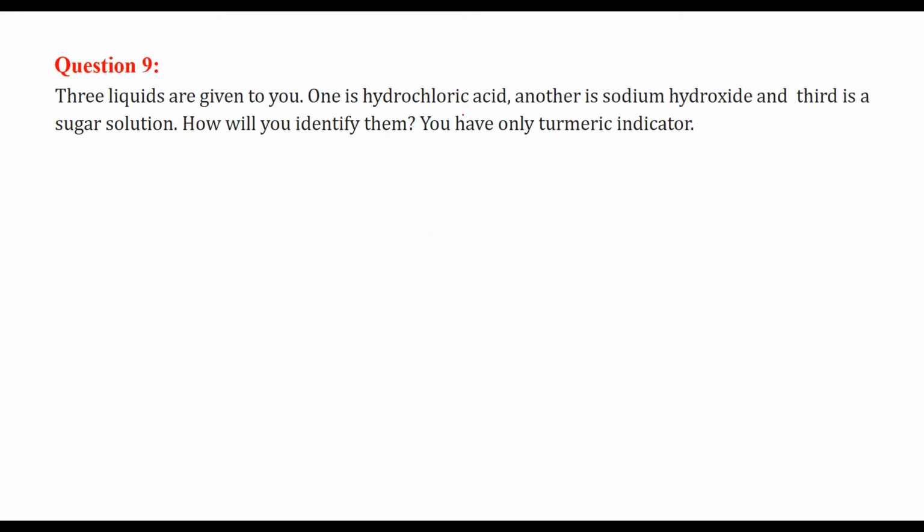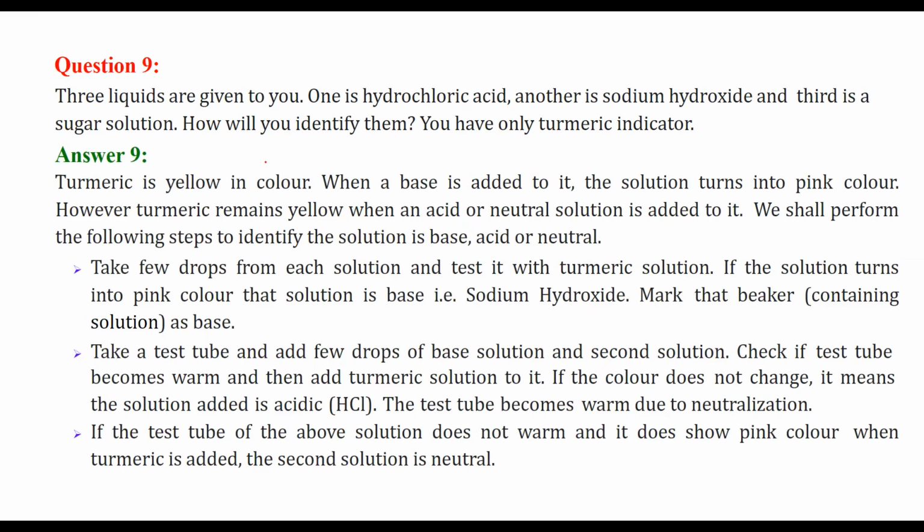Three liquids are given to you. One is HCl, hydrochloric acid, another is sodium hydroxide, and the third is sugar solution. How will you identify them? You have only turmeric indicator. Turmeric is yellow in color. You might have seen turmeric; we generally eat it. When a base is added to it, the solution turns pink. But the turmeric remains yellow when an acid or neutral solution is added to it.